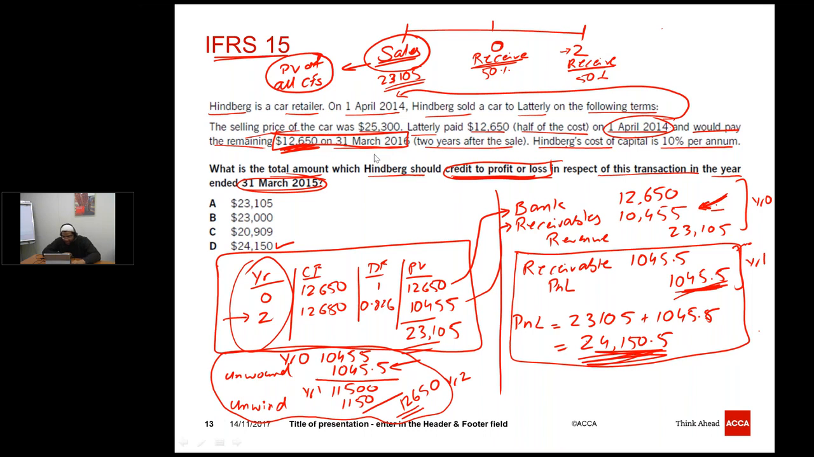Dania is saying, sir, will we record revenue of 23105 in P&L year 2 again? No, Dania, you will not record the revenue in year 2 again. It's only relating to year 1. Zoe is saying, kindly show how you have calculated the discount factor. The formula of discount factor is 1 divided by 1 plus i to the power n. So I've done 1 divided by 1.10 to the power 2, which is 0.826.